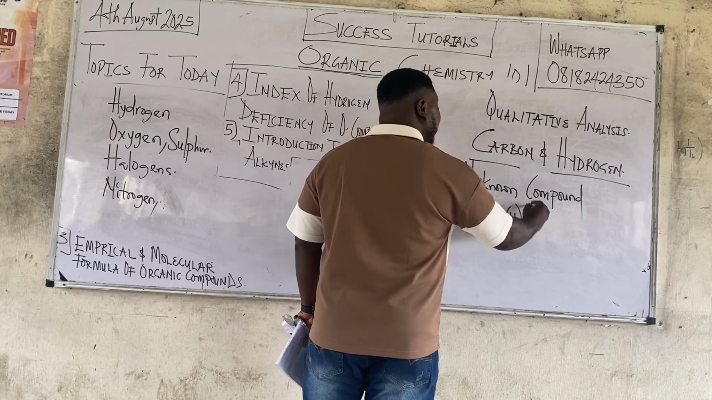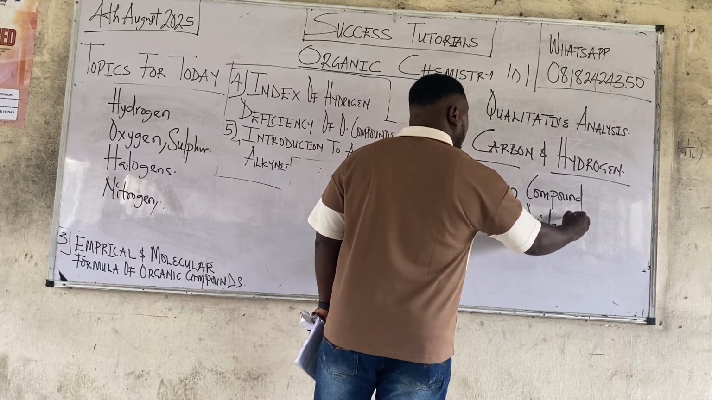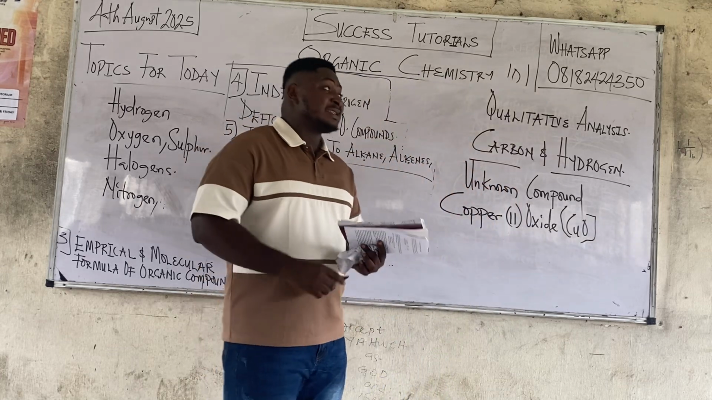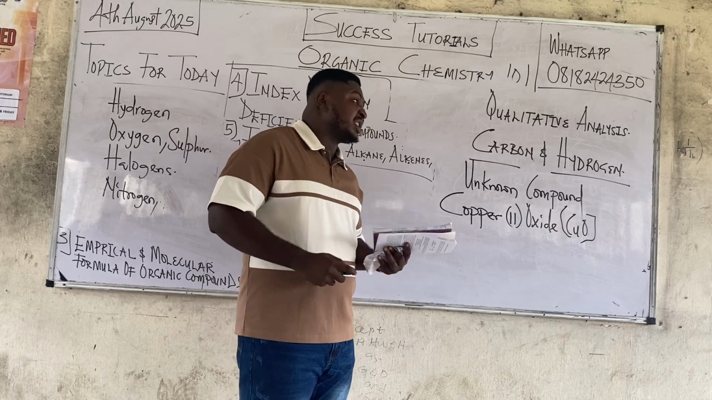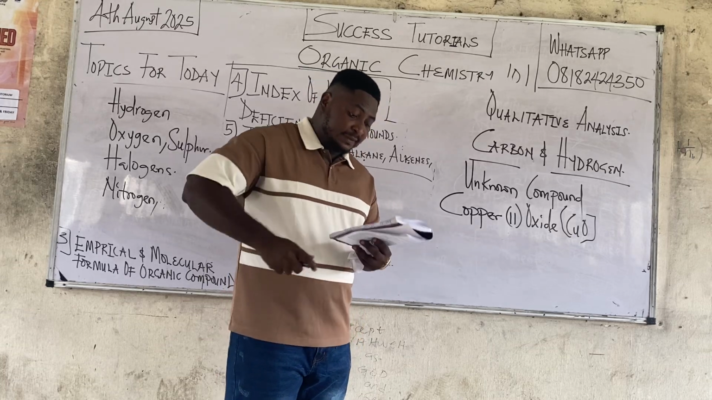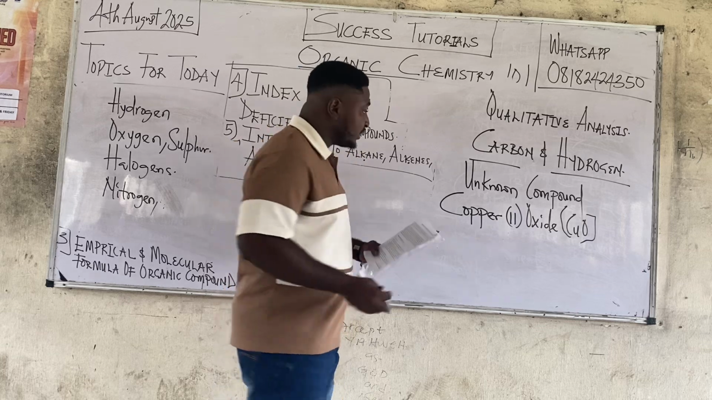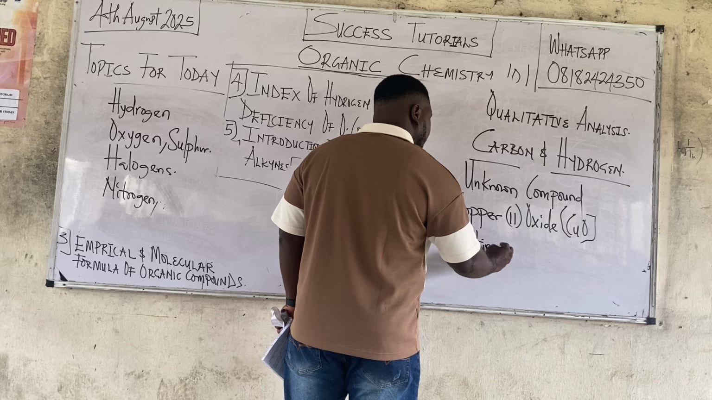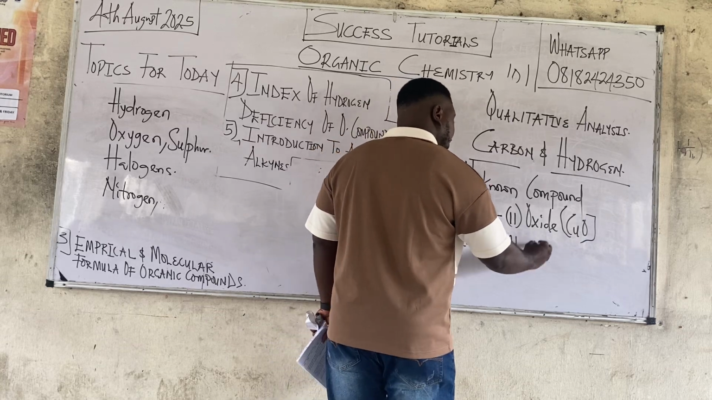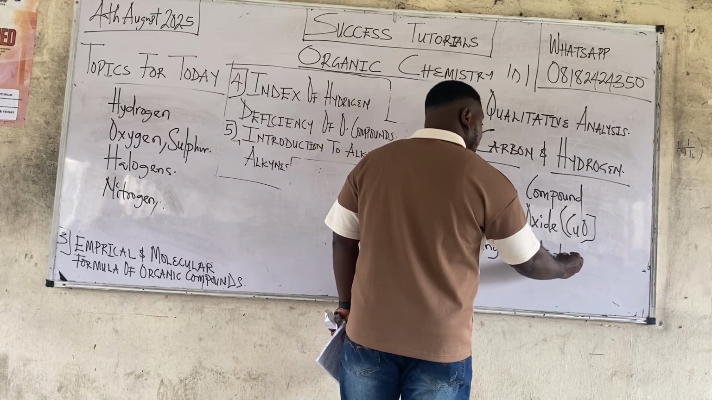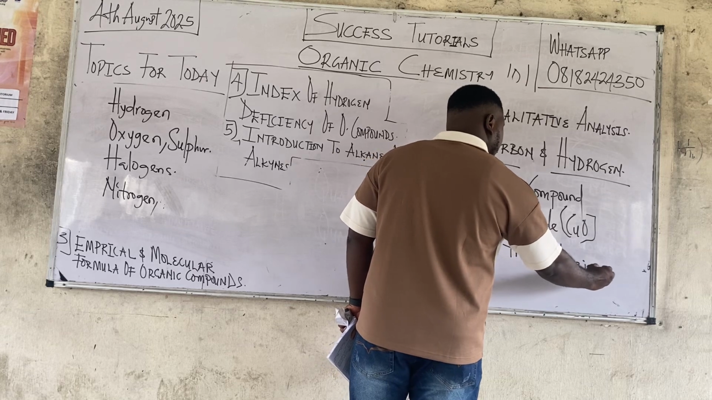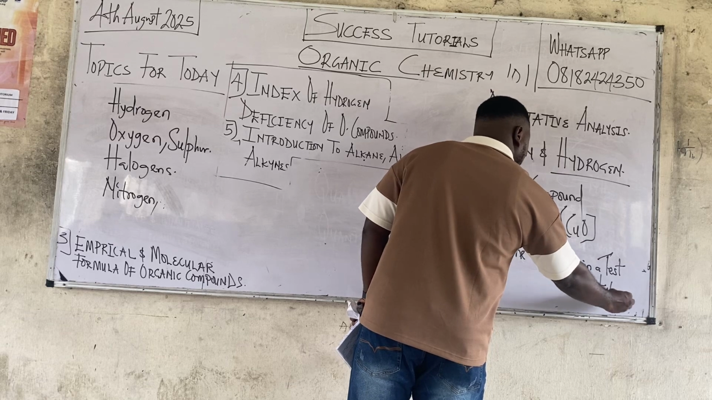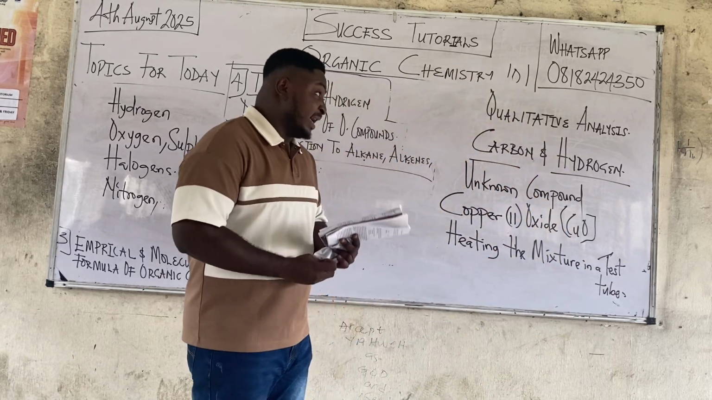The unknown organic compound is estimated by mixing a known weight of the compound with dry copper(II) oxide, CuO, and heating the mixture in a test tube.